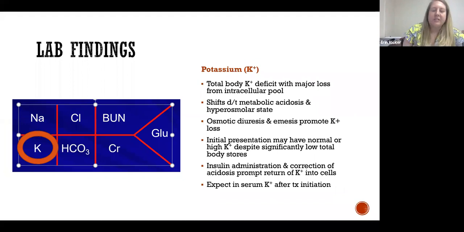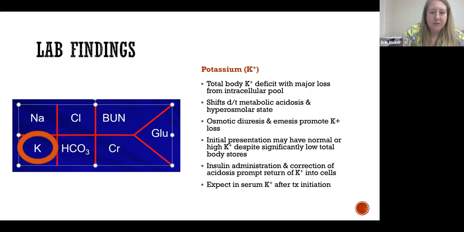All right, next is potassium. So it's very important to remember that your total potassium stores are depleted. You have a major loss from your intracellular pool, which again, we talked about how insulin will help store it in the body. So it makes sense that you would lose it in DKA. DKA will also cause a shift of potassium to the extracellular space. This occurs for a couple of reasons. One's the absence of insulin. Another is the metabolic acidosis.